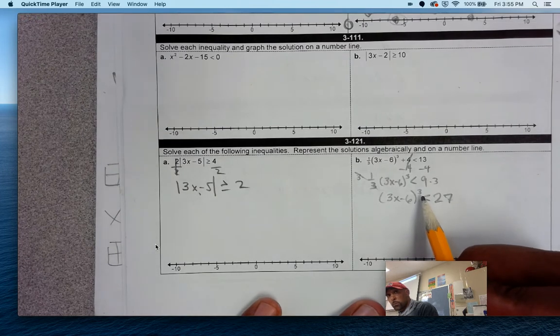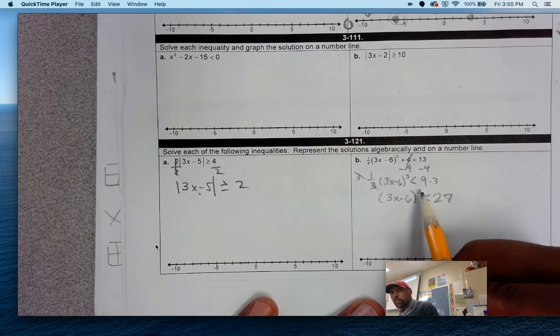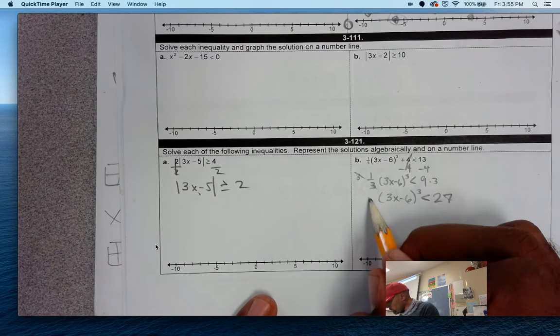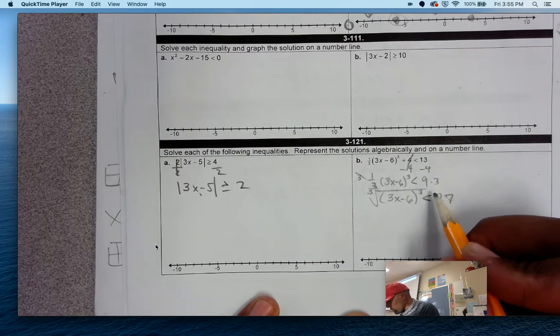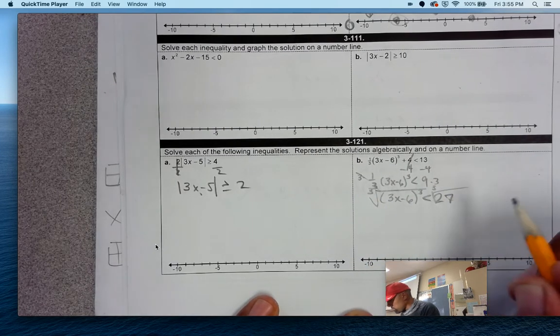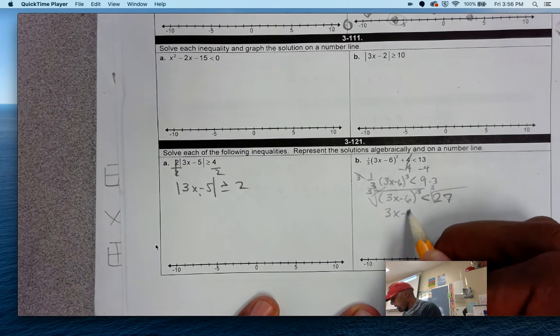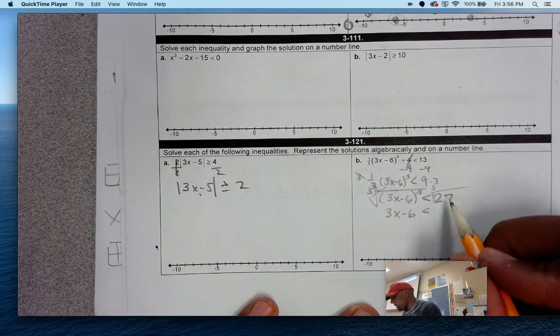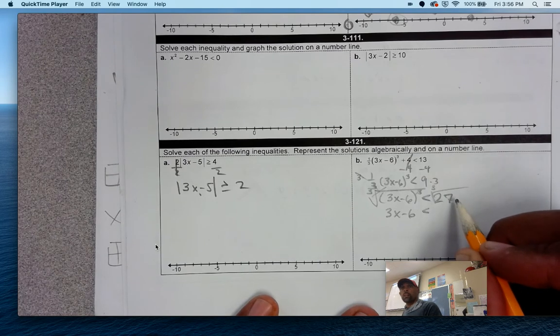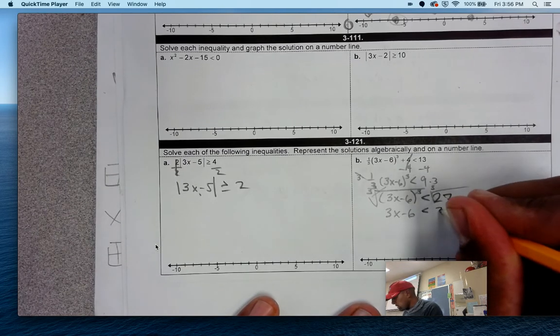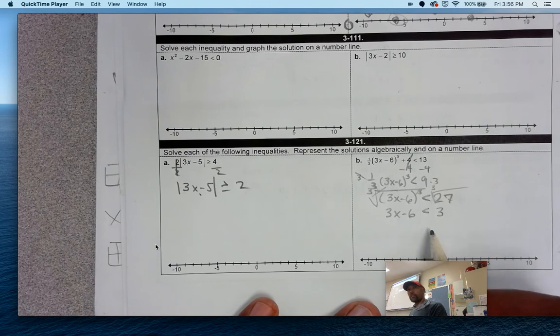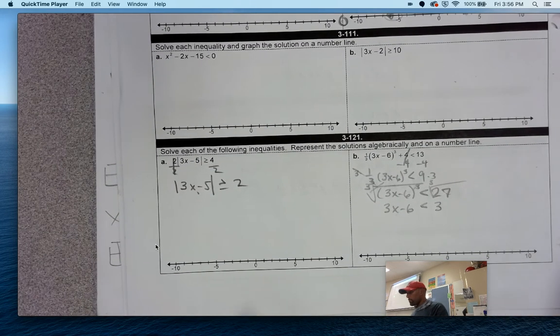So now I have a cube on both sides. And if you remember, when you have a squared or a cube here, what you can do is do a root. So in this case, we'll do a cube root. That cancels that out. And then I get 3x minus 6 is less than cube root of 27, or the number that I multiply 3 times to get 27, is 3. And now you solve for x and then graph it on the line. All right, and that's it.